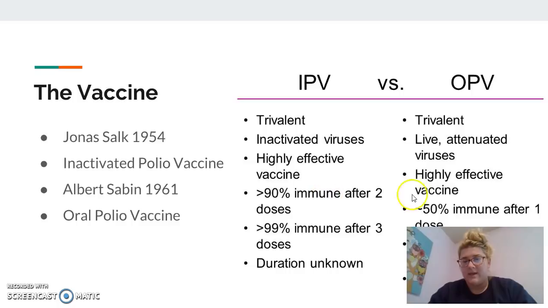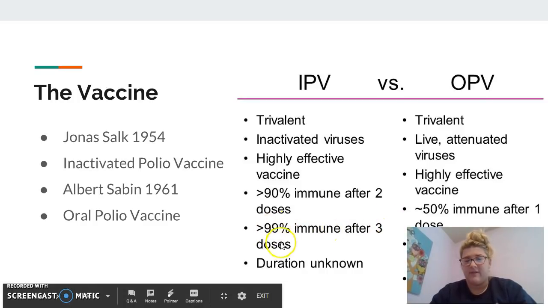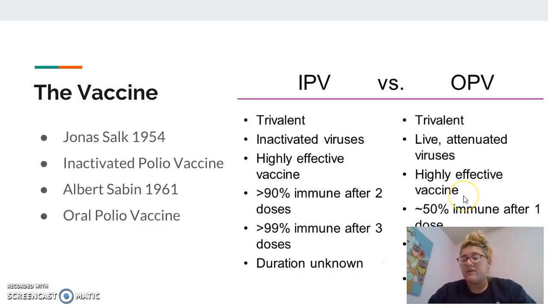But as you can see, there's a big difference here. A child becomes around 90% immune after 2 doses of IPV, but with the OPV, it's only about 50% after 1 dose, and 99% here for IPV after 3, only about 95% after 3 over here. And they don't really know the duration of immunity here. But the good thing about the OPV is that if it does work, you have immunity probably lifelong.